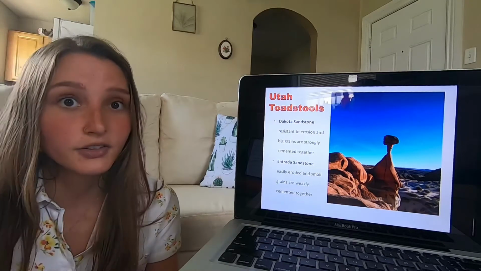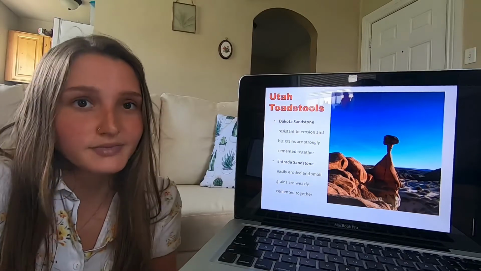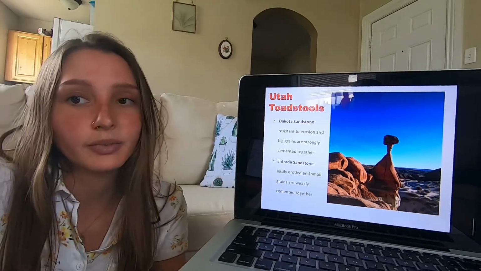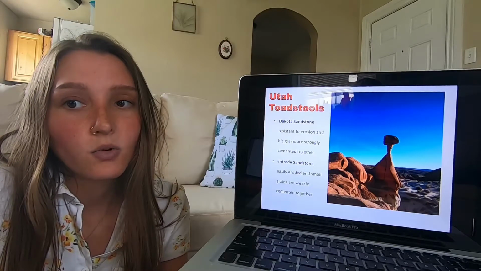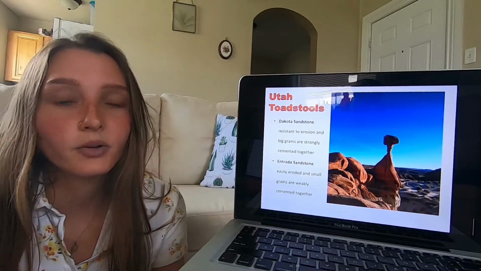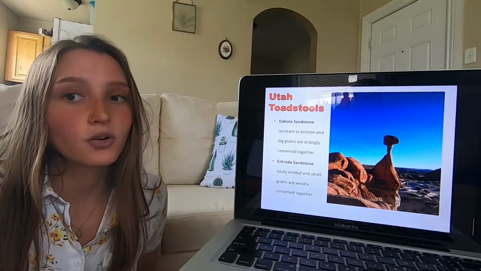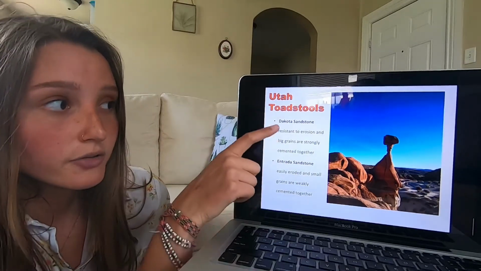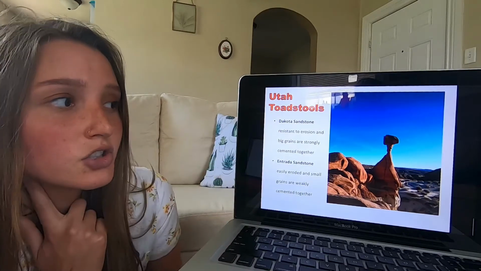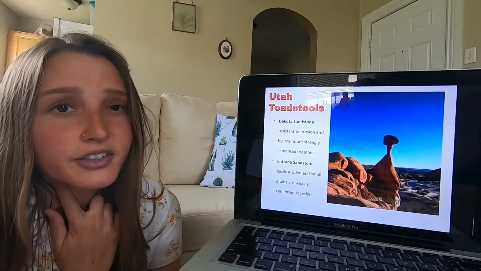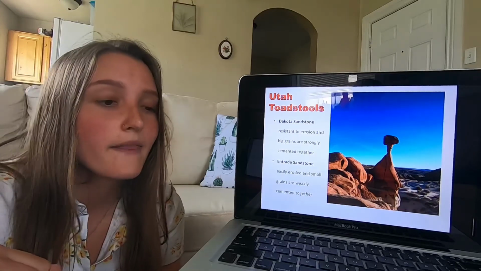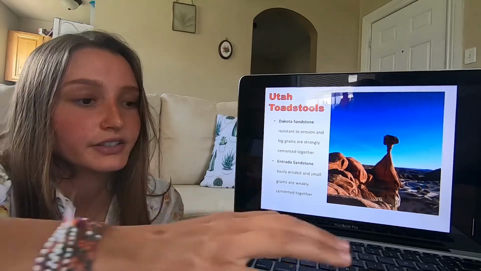And Entrada sandstone is formed from sand dunes that were deposited during the Jurassic period, while the Dakota Formation is composed of sandstone, mudstone, and shale. And this more resistant to erosion sandstone was formed during the early Cretaceous period and was deposited in the Western Interior Seaway. Now, what is the Western Interior Seaway?